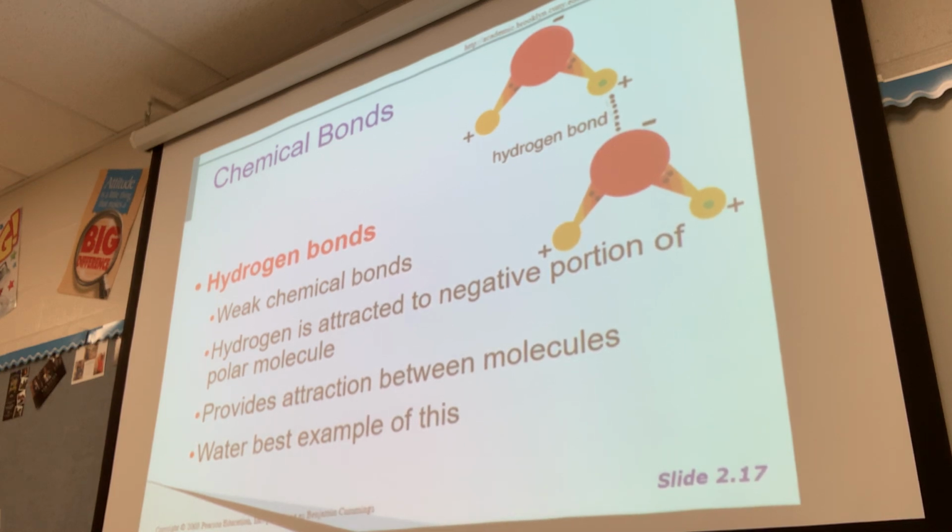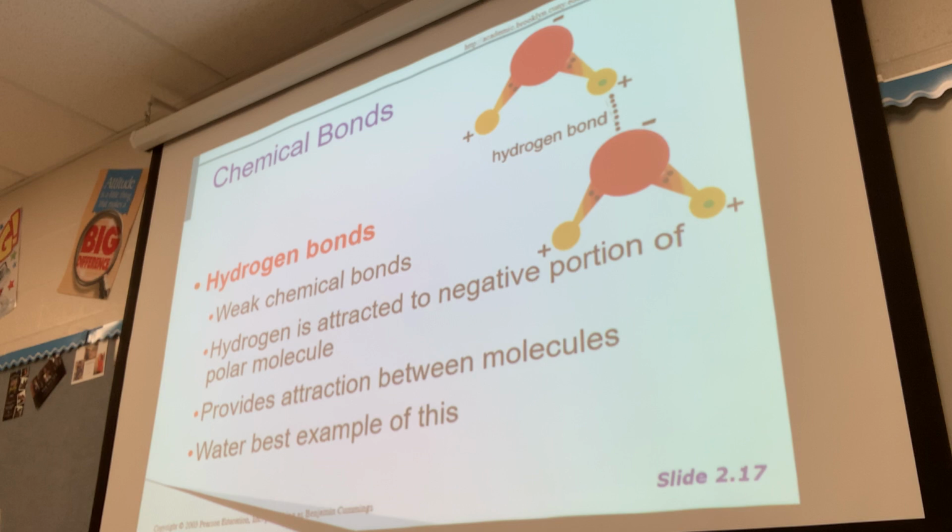With other types of bonds, ionic and covalent, it can change from liquid to gas or to solid. With hydrogen bonds, it's still the same element, it's still the same property, it's just now easier for it to stick together, it's easier for it to break apart.